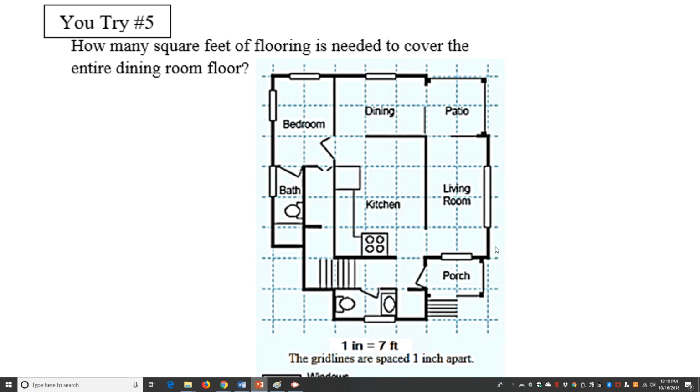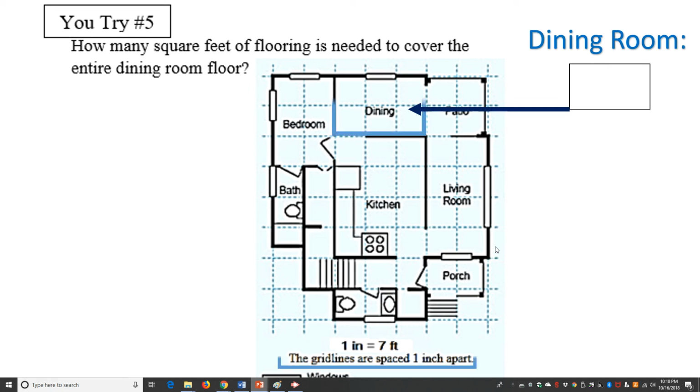Last, U-try number 5. It wants us to find the square feet of flooring needed to cover the entire dining room. So we look at the dining room, and it's telling us that each square is 1 inch. So down here, the grid lines are spaced 1 inch apart. So therefore, we have 2 squares, 2 inches, by 3 squares, 3 inches. So that's the picture. But we need to find the actual square feet for the entire dining room floor.